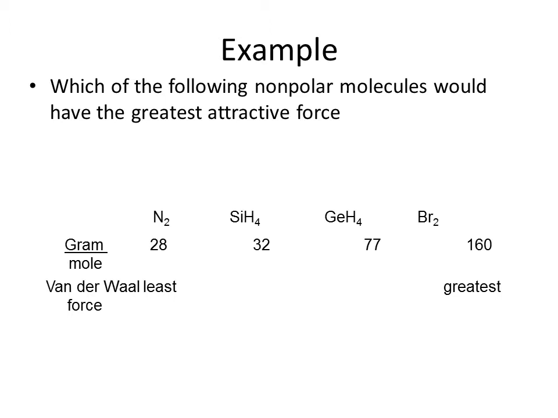In order to identify which of these molecules has the greatest dispersion force, all we have to do is look to see what is the molar mass and which one has the largest. Because bromine has the largest molar mass, we know that it has the greatest intermolecular attractive force, which is the van der Waals or the dispersion forces.